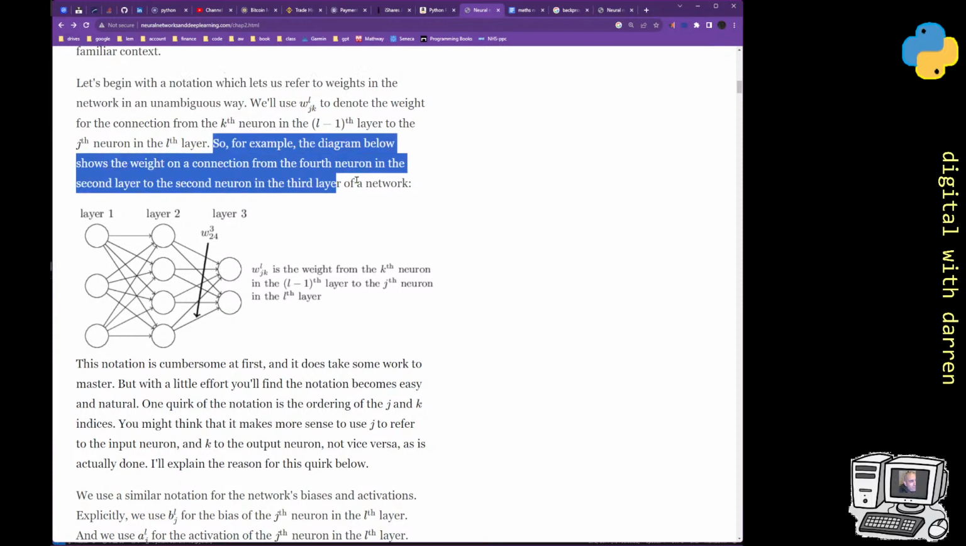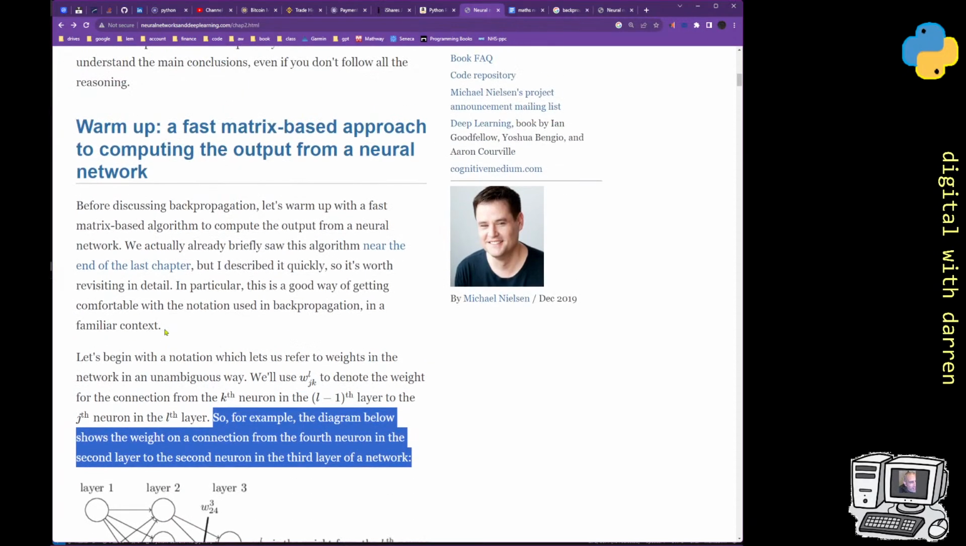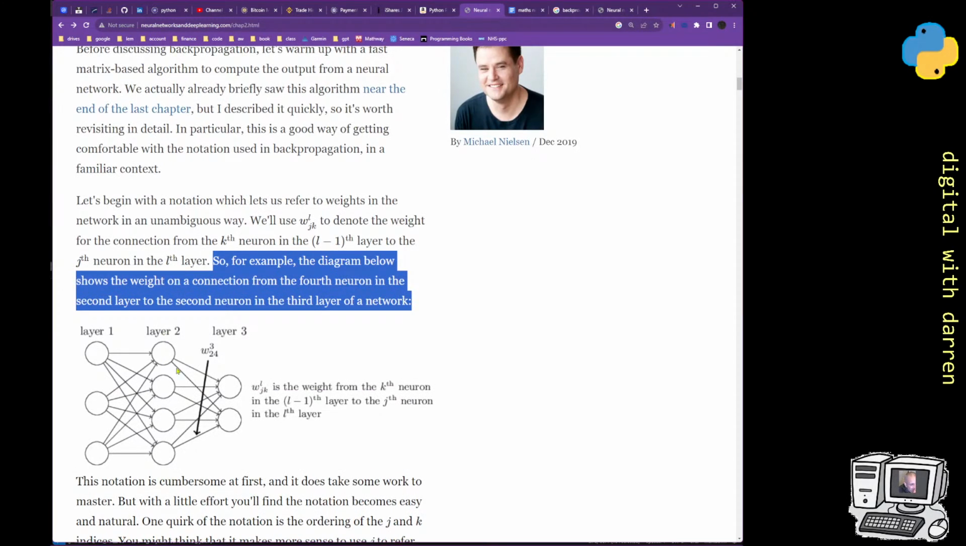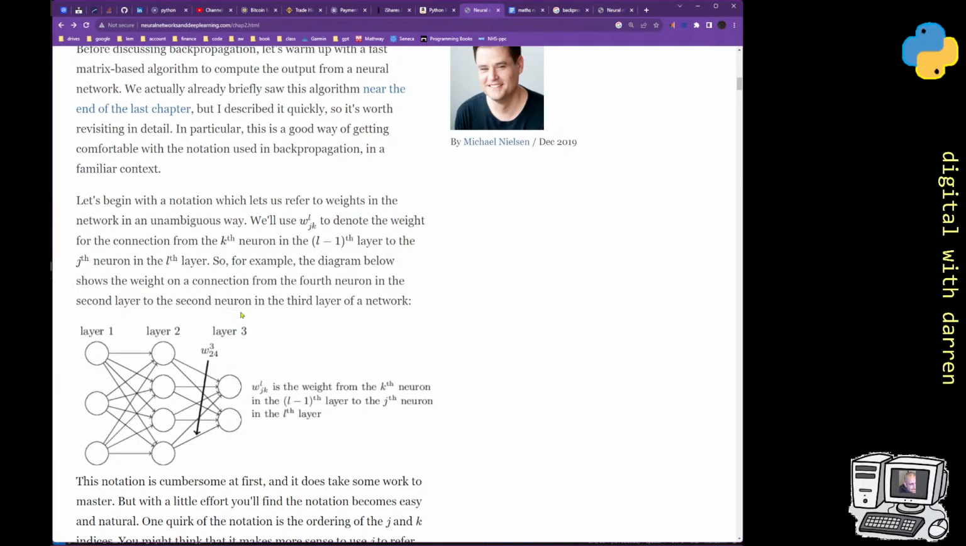And a diagram below shows the weight of a connection for the fourth neuron. Right, that's the 4 over there. In the second layer, so layer 2, fourth neuron in the second layer, layer 2. I'm just going to be careful of one thing there. That's layer 2, okay. To the second neuron in the third layer.